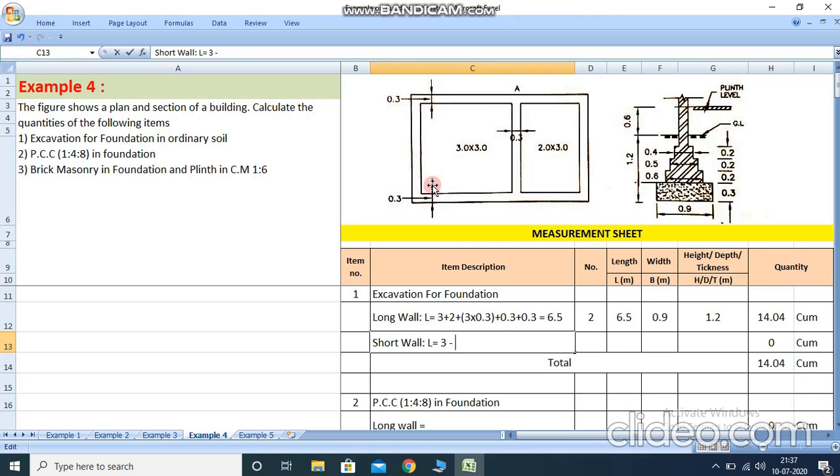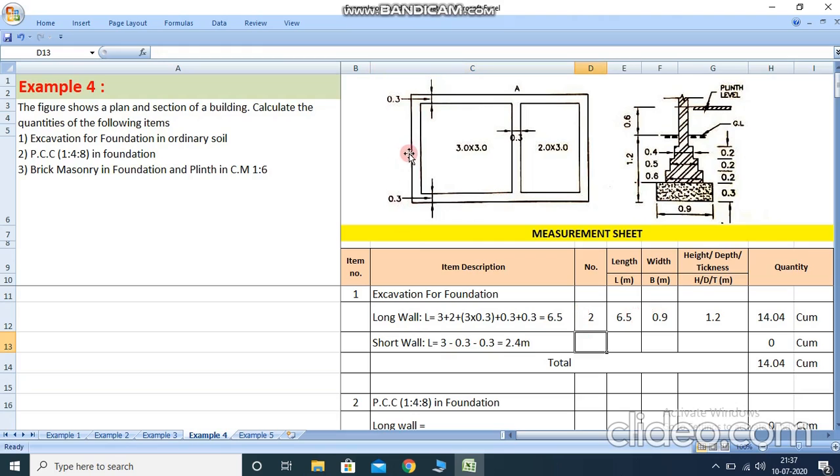Because already we excavated some part in a long wall. So the excavated part for the first long wall is 0.3, and for this side 0.3 meter at the second wall. So here we have 3 minus 0.3 minus 0.3, so it is total 3 minus 0.6, which is 2.4 meter. So 2.4 meter is the length we calculated for the short wall.